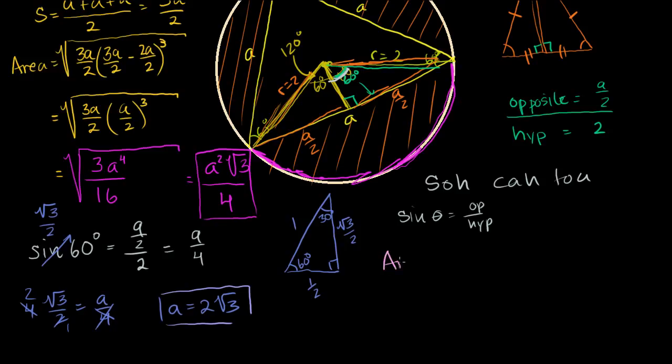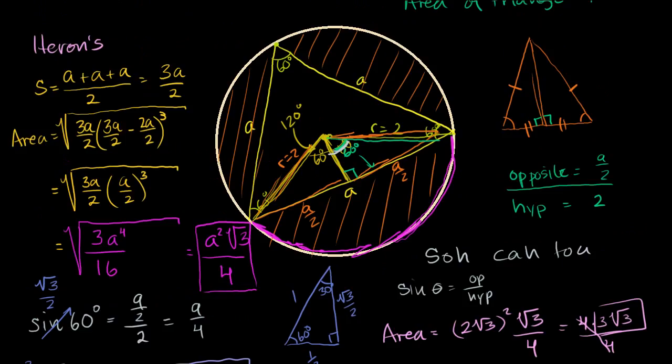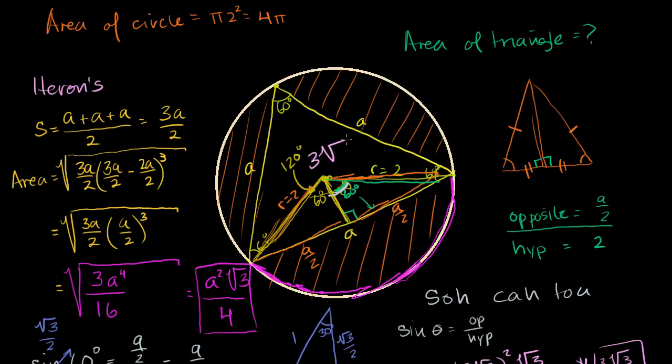So our triangle's area is equal to a squared times the square root of 3 over 4. What's a squared? That is 2 square roots of 3 squared. We just did a squared times the square root of 3 over 4. This is going to be equal to 4 times 3 times the square root of 3 over 4. These 4's cancel. So the area of our triangle we got is 3 times the square root of 3. So the area here is 3 square roots of 3. That's the area of this entire triangle.